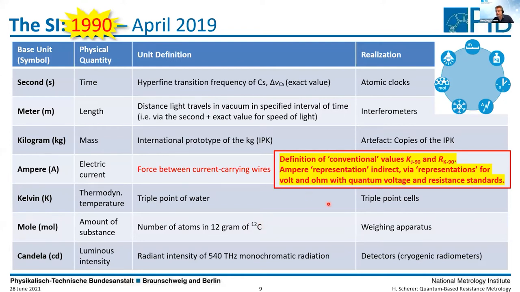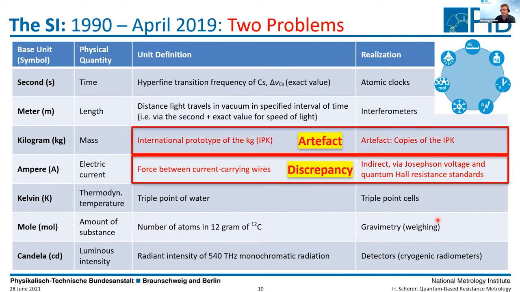This is again shown here in the slide. Although the unit of ampere, even from 1990 until April 2019, was given by the force between current-carrying wires, we had an indirect representation of the ampere by using ohm and volt values that were derived from the quantum voltage and resistance standards based on the quantum Josephson and Hall effects.